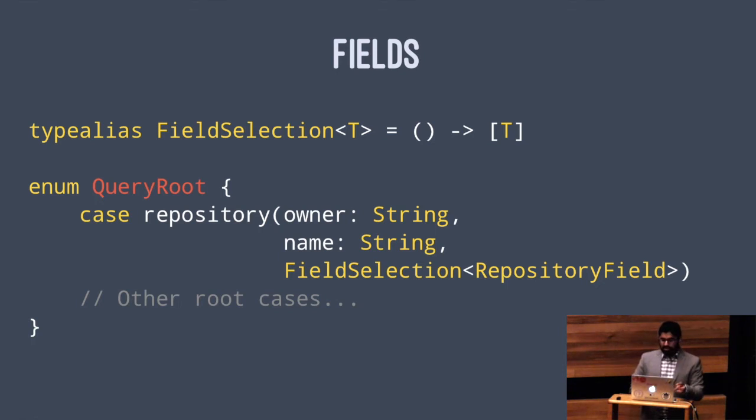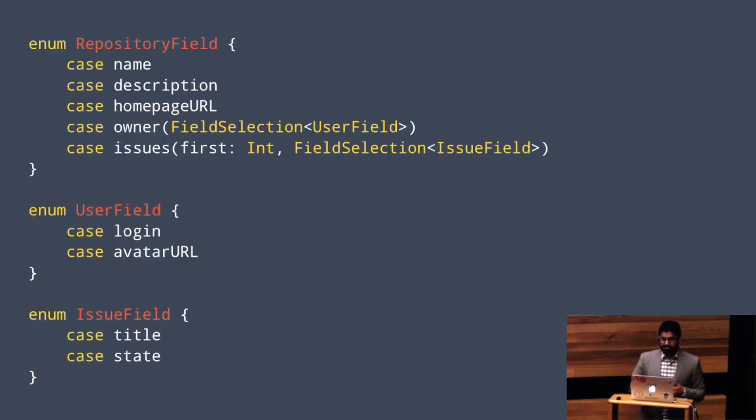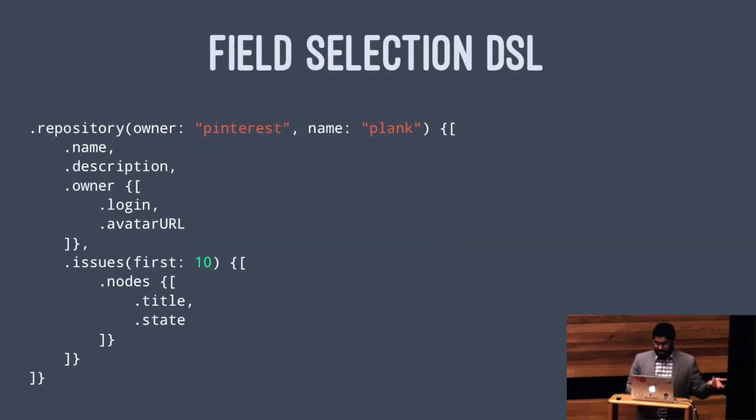And then we can create enums that correspond to the various field names and the relationships that are available on repository. And then we can do the same thing for user and issue. The cool thing now is that when we had that node structure, it was great, but it was pretty verbose. It was kind of a lot to look at. But now we actually get something really concise.